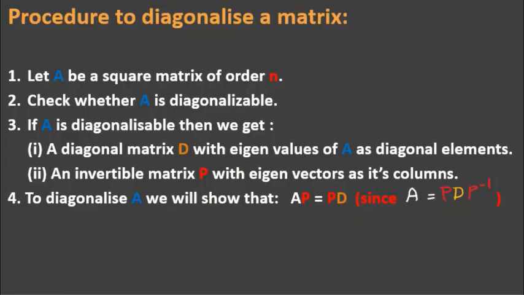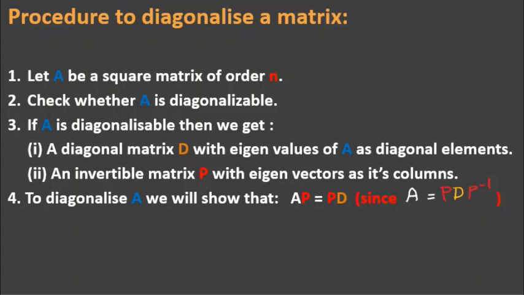Here is the procedure to diagonalize a given matrix. First, let A be a square matrix of order n. Point number 2, check whether A is diagonalizable. In previous lessons, we discussed how to check whether a given matrix is diagonalizable. Then number 3, if A is diagonalizable, then what do we get? We get the following two.